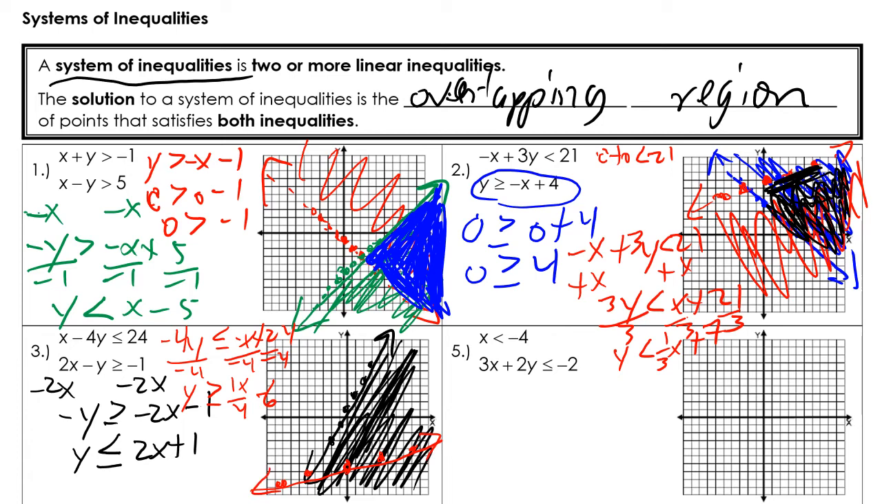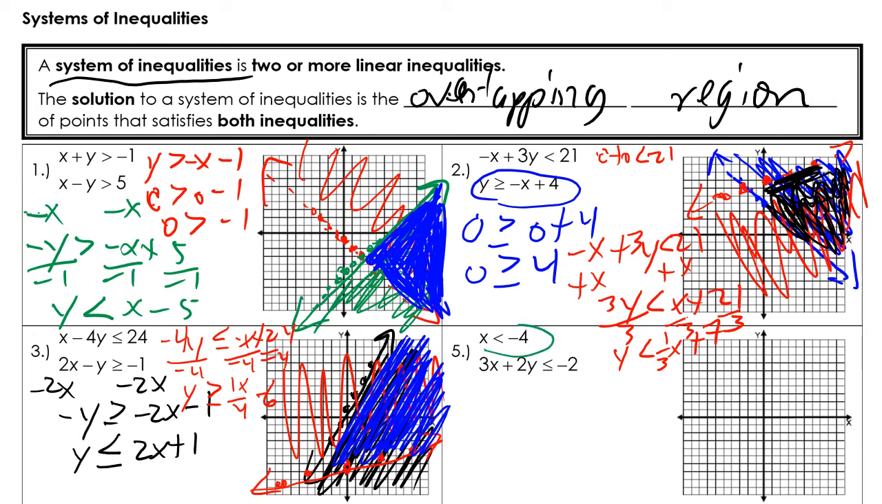Y is greater than, so I'm coloring above the line this time. And I'm going to double color where I've colored both the black and the red. That's going to be the solution area, that blue. All right, is this making sense?